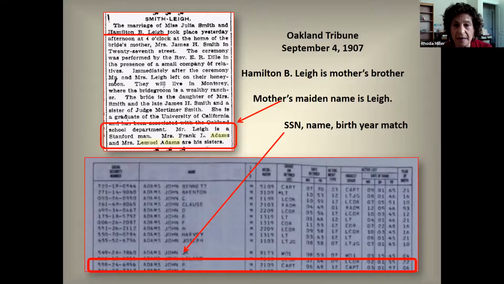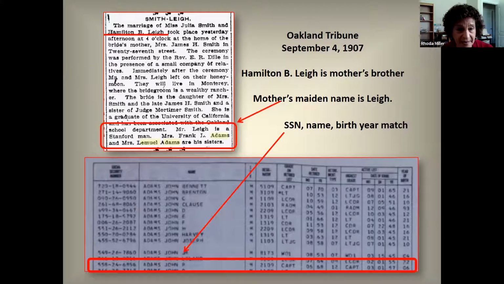Okay, now when I say search for related people, I found, using that Lee name as the maiden name, this wedding announcement for Hamilton Lee, who is John Adams' mother's brother. So it was his uncle. What this article did was confirm to me that his mother's maiden name was Lee. Now, Lee could be a middle name as well as a surname. It's one of those names that can kind of work any way.